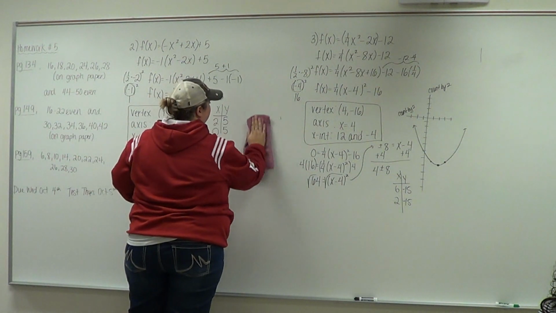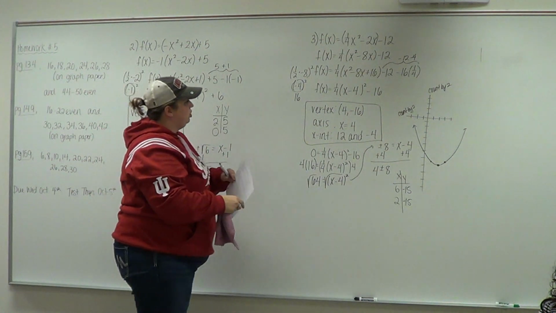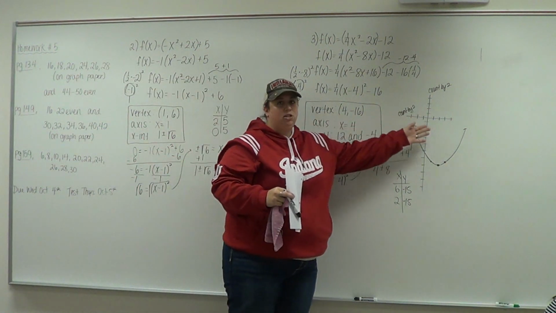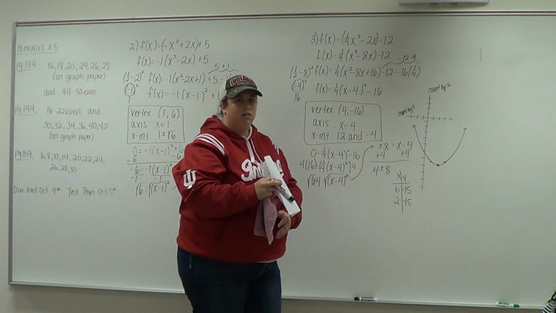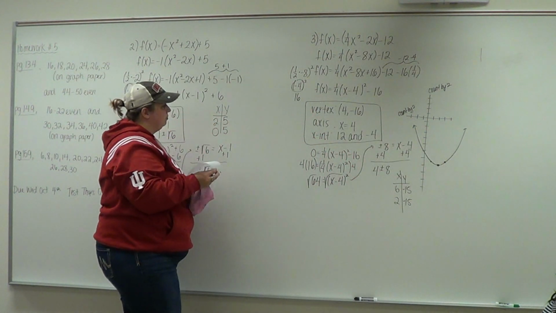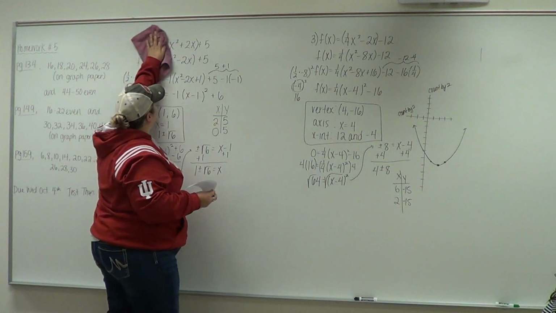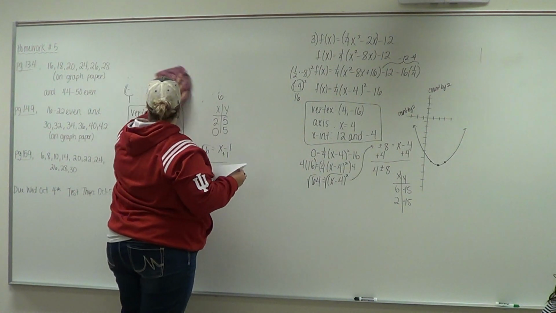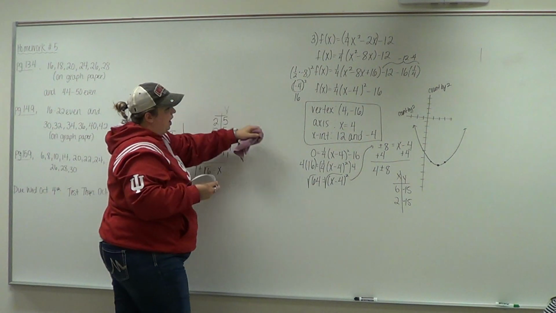How did you get 6 and 2? Just, you need to pick a number on the other side of your vertex. And since I counted by 2s, that's why I didn't use 5 and 3. It doesn't really matter what you use as long as you pick a number on each side. If you pick them equidistant, they'll be the same number. Your y's will be the same.